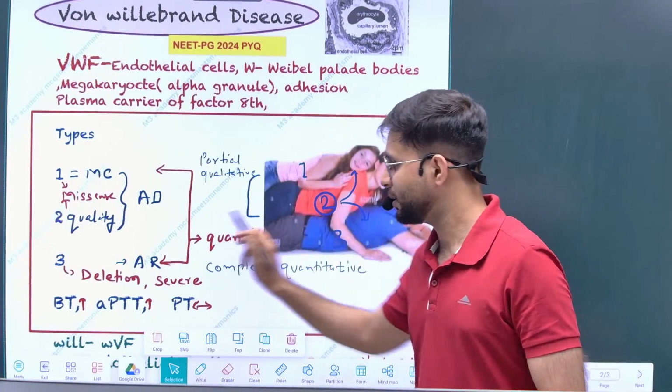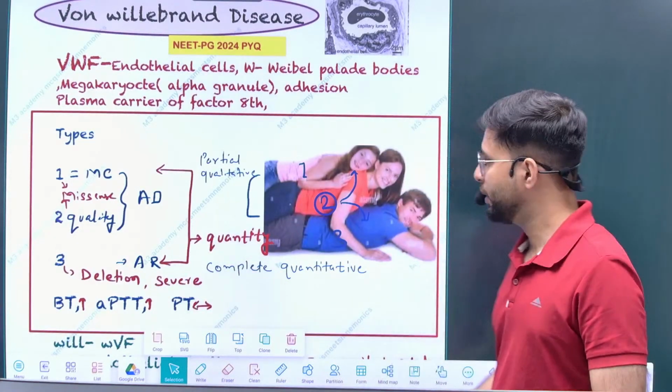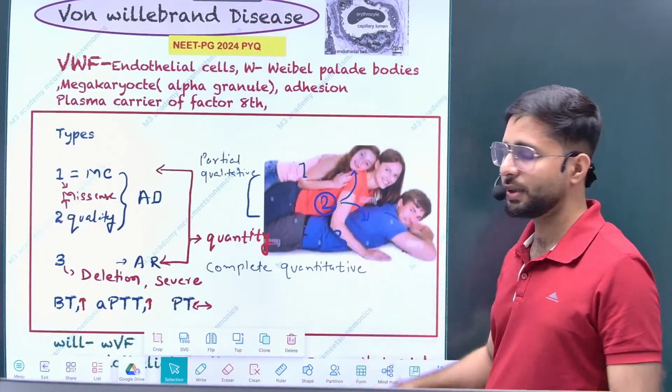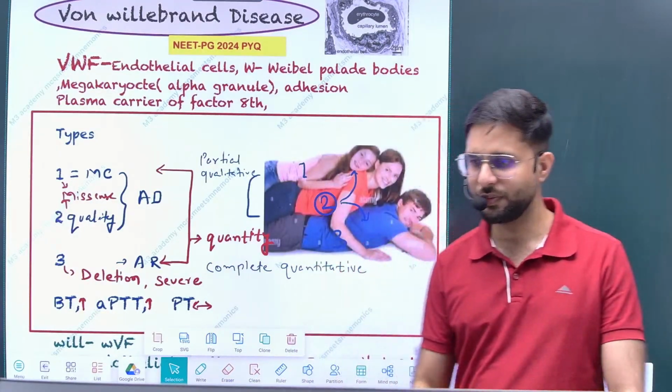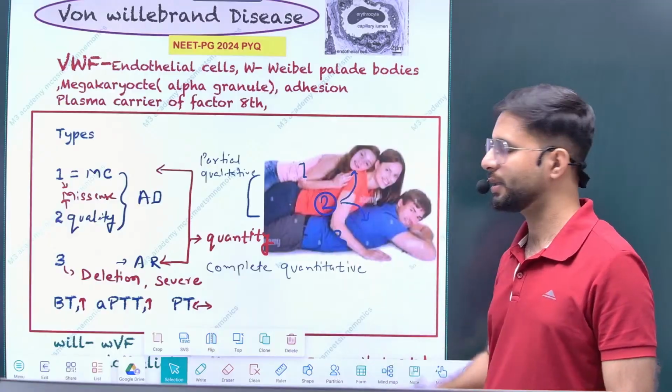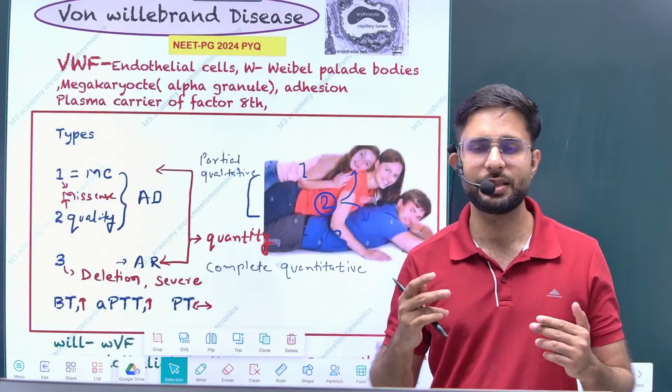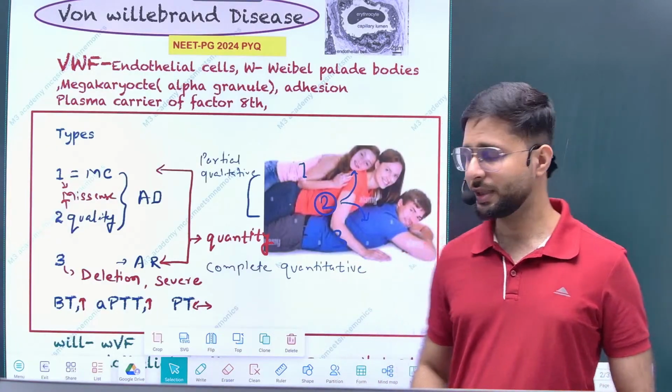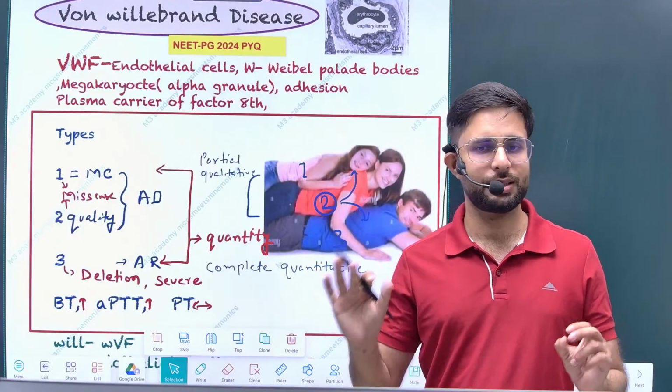Type third is a deletion type of mutation, and you can see the first and second person are dominating the third person. Yes, first and second person are dominating the third person, meaning type first and second are autosomal dominant inheritance, but type third is autosomal recessive inheritance.